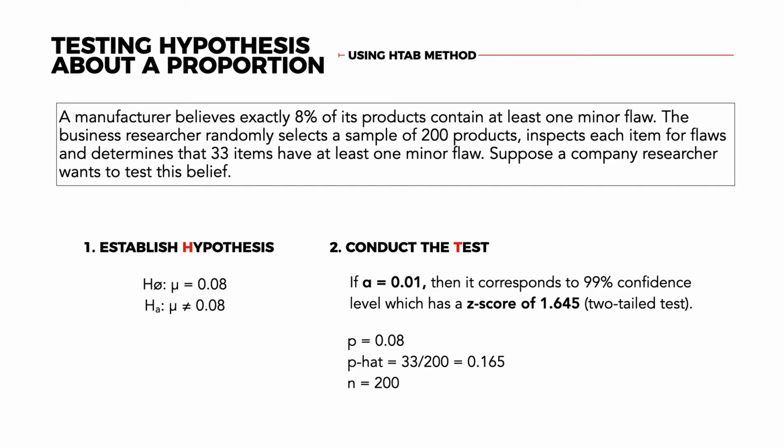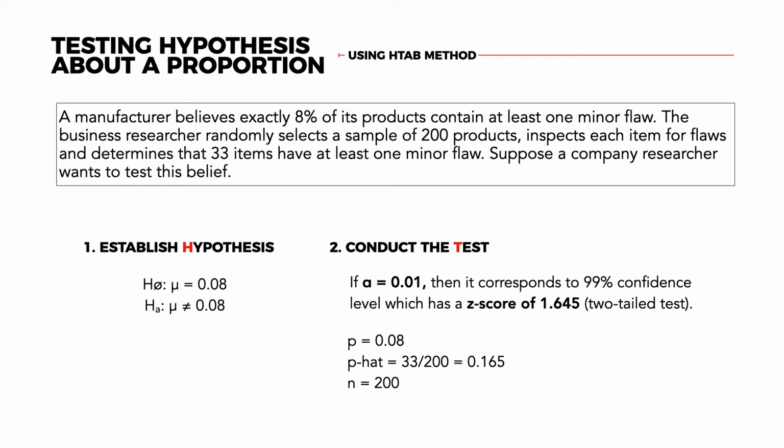Since we want to test the belief that exactly 8% of its products contain at least one minor flaw, our null hypothesis is that the proportion is equal to 8% or 0.08. And our alternative hypothesis would challenge our null hypothesis. Our alternative hypothesis states that the proportion is not equal to 8% or 0.08.